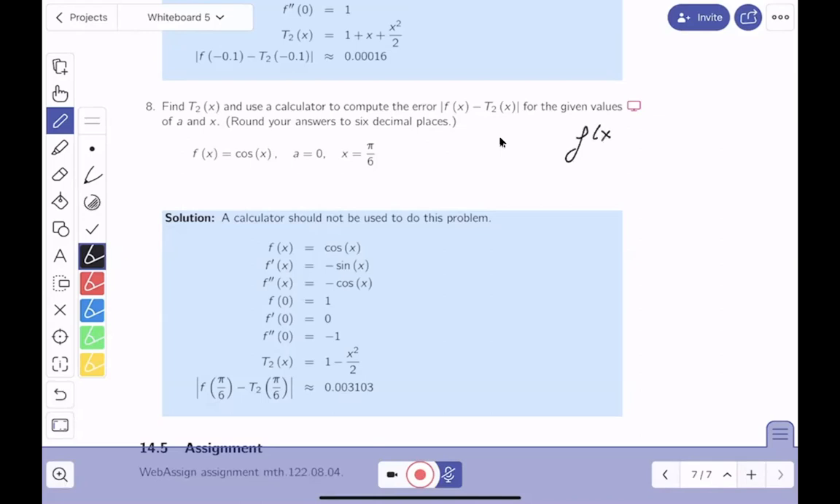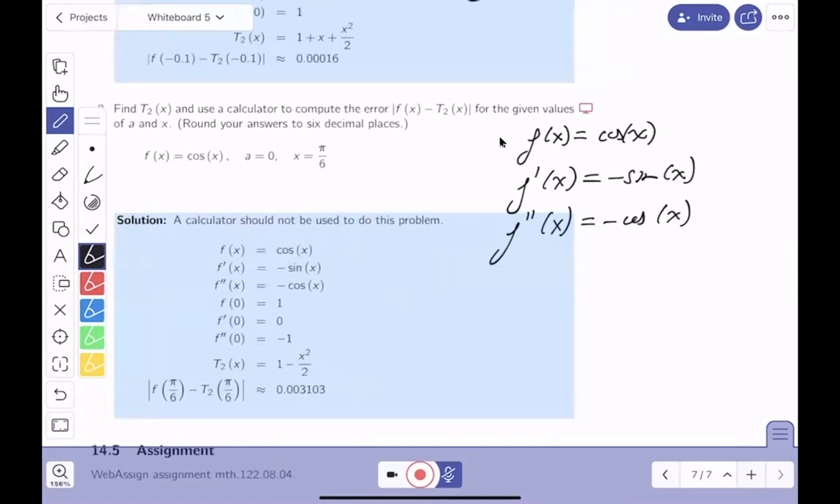So f of x is cosine x, and f prime of x is going to be minus sine x. And they say T2, right? Let's put this down, f double prime, and that's going to be minus cosine of x. What's our center? Our center is 0. So I think I can do that.